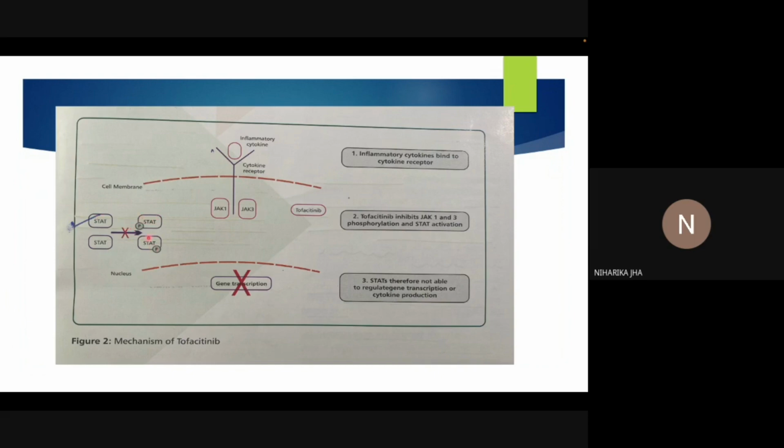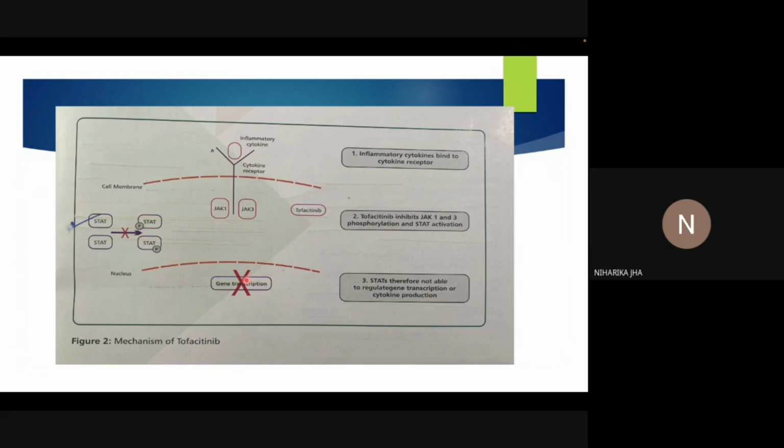So what is STAT? As I've already told you, STAT is signal transducers and activators of transcription. So once the JAK gets activated, it causes the phosphorylation of STAT. And once STAT becomes phosphorylated, it becomes activated. On activation of STAT, what happens? Gene transcription happens, and a lot of cytokines are produced, which are required for the pathogenesis of diseases such as vitiligo, psoriasis, alopecia areata, atopic dermatitis, etc.